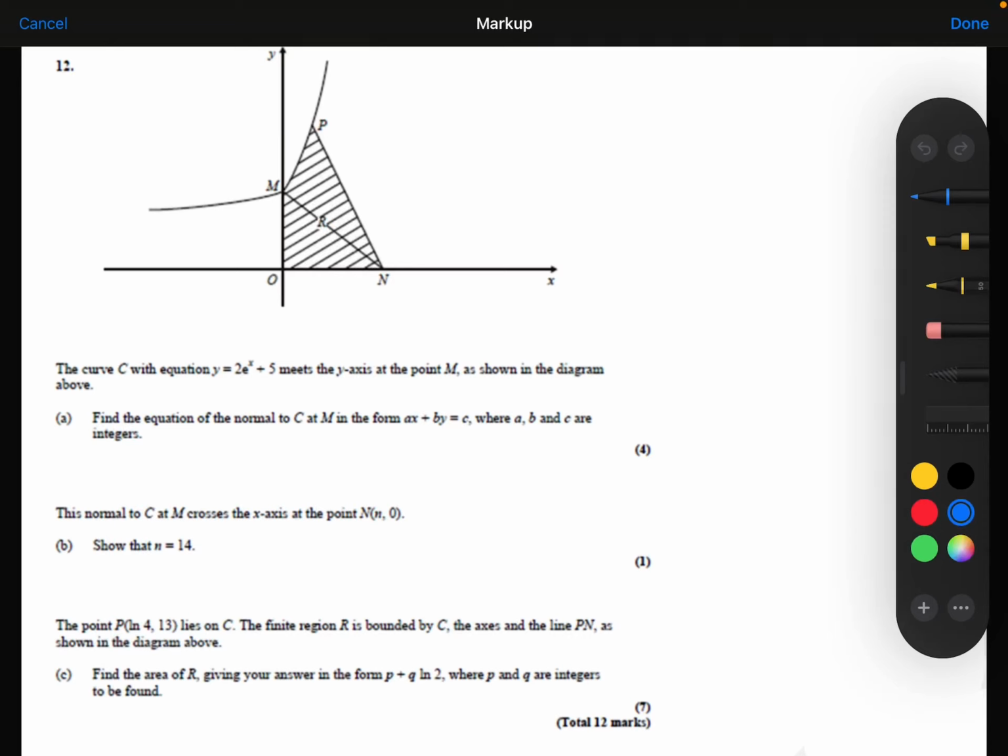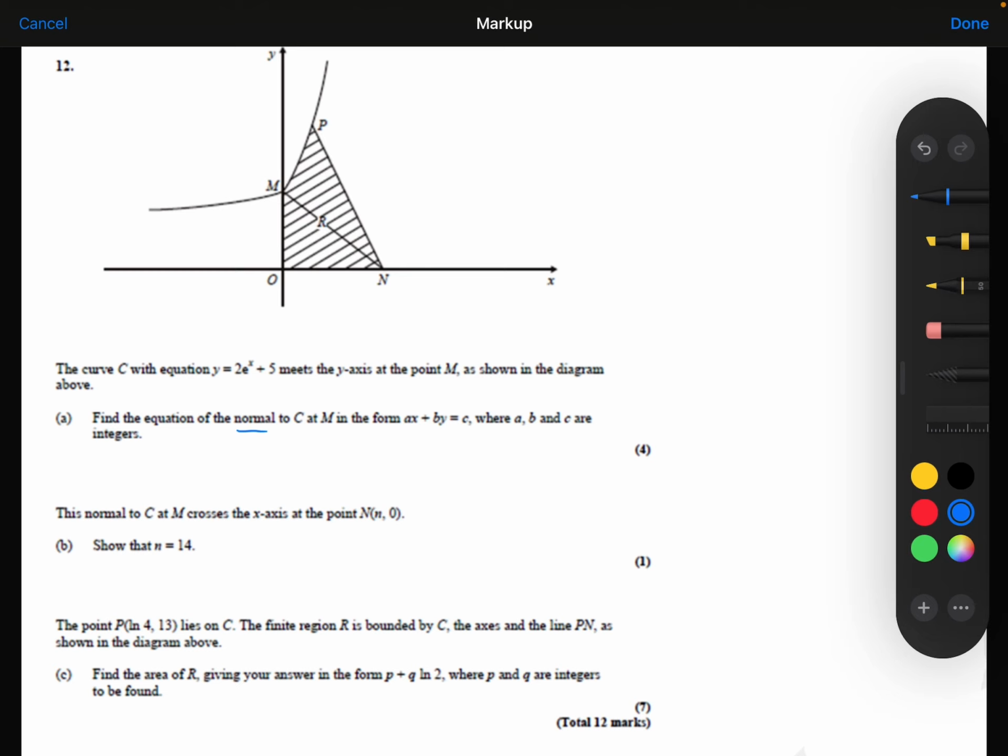The curve C with the equation y equals 2e to the x plus 5 meets the y-axis at the point M, as shown in the diagram above. Part A. Find the equation of the normal to C at M in the form ax plus by equals c, where a, b and c are integers. So, the equation of the normal.